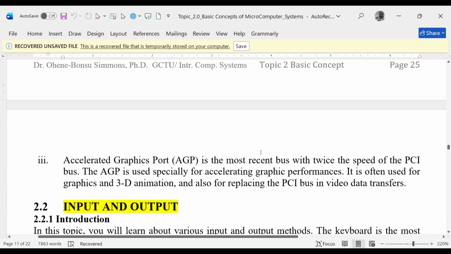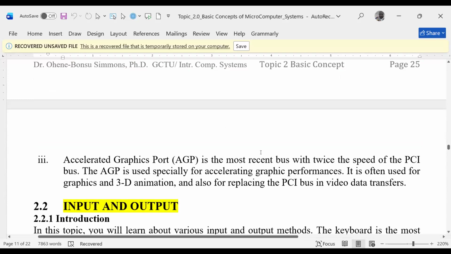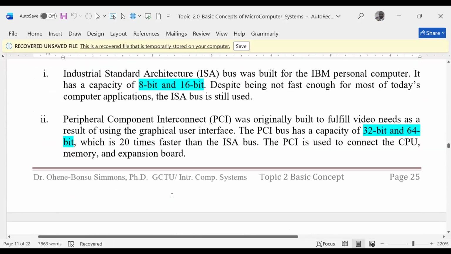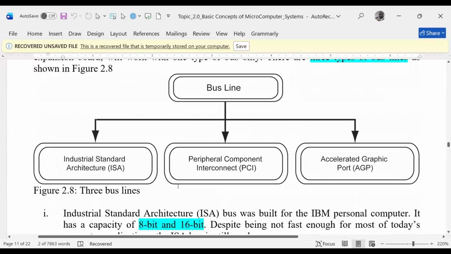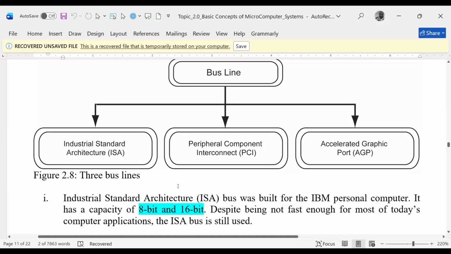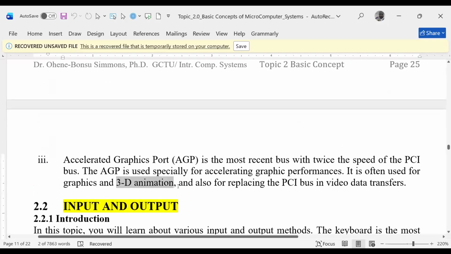Then the next one, AGP, is more advanced, supporting 3D, multimedia, and more powerful graphic editing. And this is more powerful than PCI. So these are the three types of bus architecture: ISA, PCI, AGP.